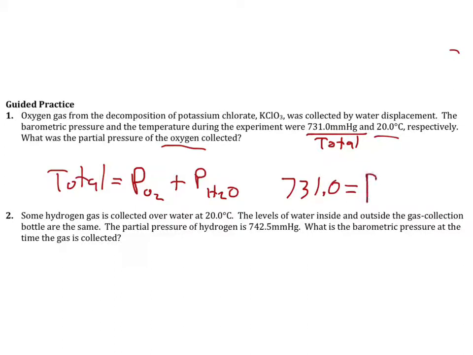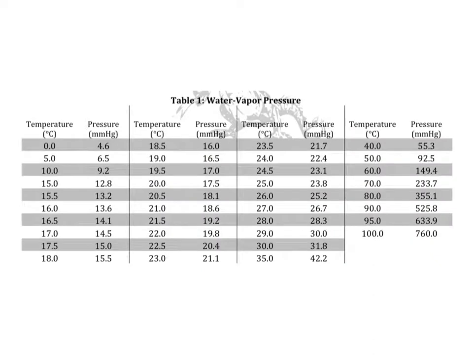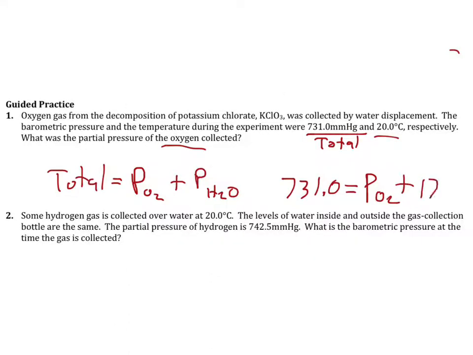Now, again, we're looking for the partial pressure of the oxygen gas, but to find that, you need to know the partial pressure of the water, and the problem doesn't give that to us. However, the problem does give us the temperature, and we can go back to this. We can say, oh, at 20 degrees Celsius, the partial pressure of water is 17.5. And so now it just becomes a simple subtraction problem where you take your 731 and you subtract your 17.5, and that will give you the partial pressure of oxygen gas to be 713.5 millimeters of mercury.